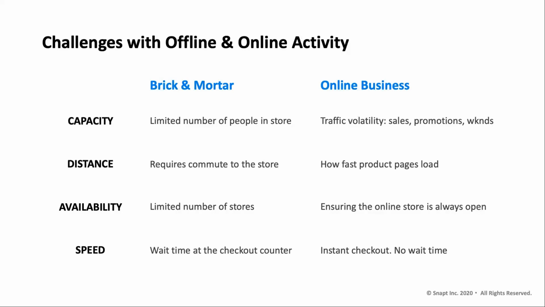So if we take a look at capacity, for example, with offline businesses, there's a limit to the number of people we can fit in a store. With an online business, theoretically, that could be virtually unlimited. We can accommodate as many as possible. And we could also be facing traffic volatility. That, again, is the metaphor to having thousands of people trying to walk into your store at the same time.